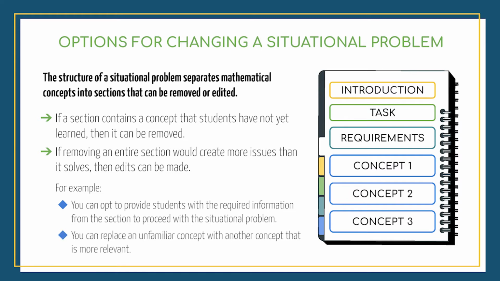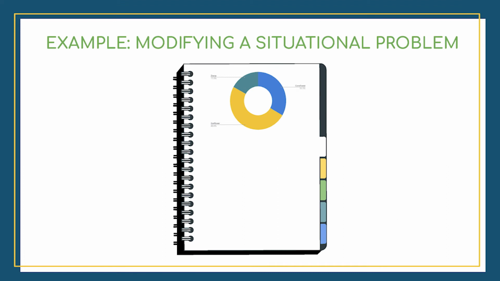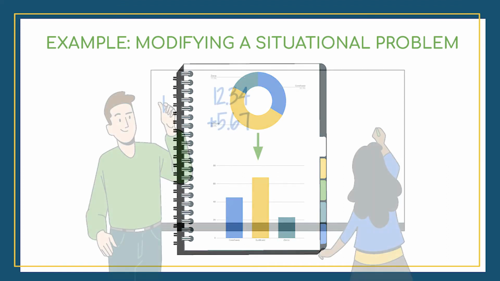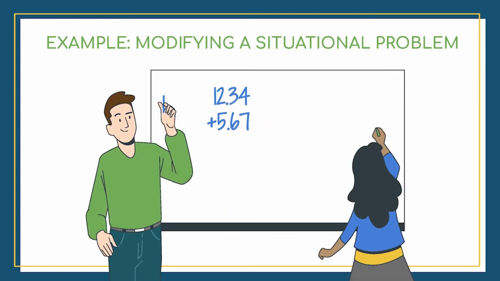Another option is to replace the yet-to-be-learned mathematical concept with another concept that is more relevant. For example, if the problem contains a circle chart, it can be replaced with a bar chart. If the section contains decimal operations and the students are not ready, replace the decimal values with whole numbers.